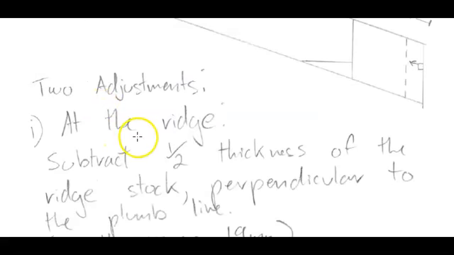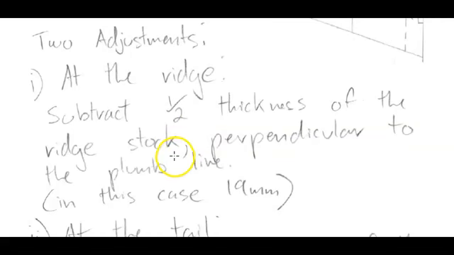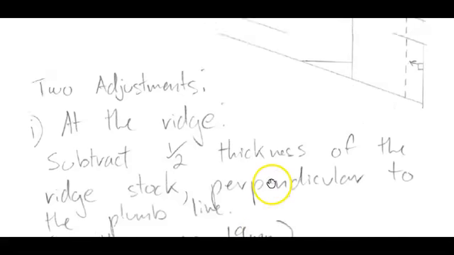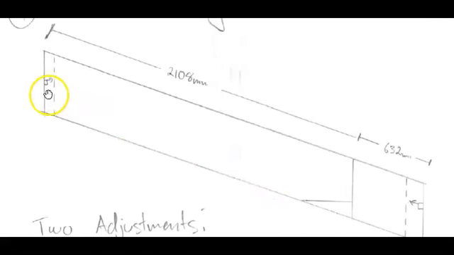So at the ridge, we're going to subtract half the thickness of the ridge stock perpendicular to the plumb line. In this case being 19 millimeters, since we had 2x stock as our ridge. So I'm indicating that here, not easy to see, but from our original plumb line at the working point, we are going to come back perpendicular from the plumb line, not to be confused with coming down the slope. That would be wrong. It would give you a different dimension. So perpendicular from the plumb line, come back 19 millimeters, and you give yourself a new plumb line. And that'll be your cut line.